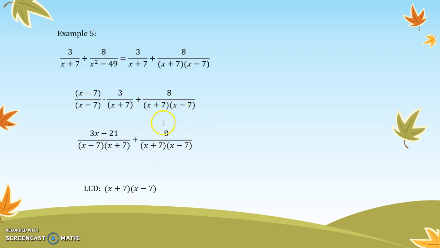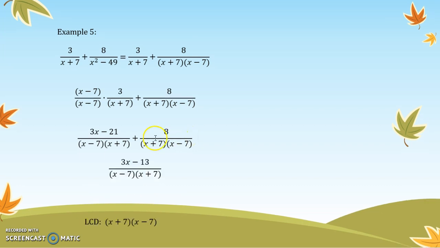Added to, notice we didn't change anything on the right because it already had the denominator. Notice now that they both have the x plus 7s, they both have the x minus 7s, so now we can go ahead and combine our numerators. So I have 3x plus 0x's giving me just regular 3x, and negative 21 plus 8 is negative 13. Can we factor our numerator? No, we don't have a GCF, so since we can't factor, we're done with simplifying and combining.